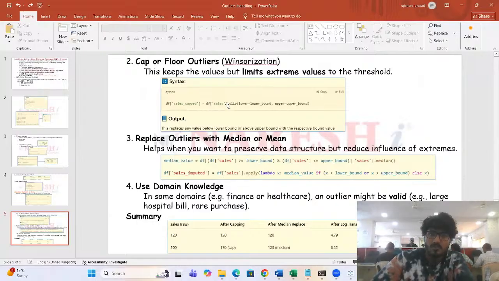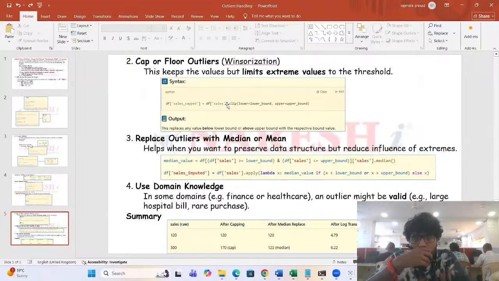Same way, you will add two clips, lower clip and upper clip. Any value that is trying to go below the lower clip will be replaced by the lower clip, meaning the lower value. Any value that goes above the upper limit, the clip will make sure all those values are replaced by the upper limit value. Okay, so you just try it and you'll be able to see.